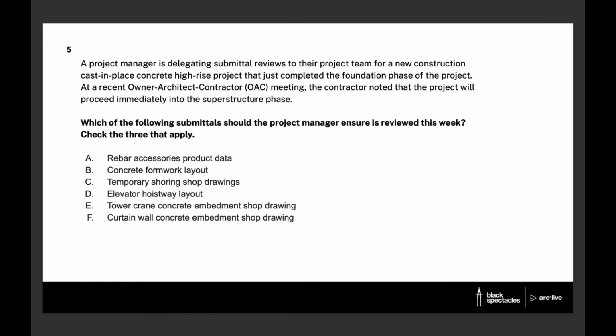Really, it should have been reviewed before the foundation was poured in this question, but here we are. I would say it's definitely a correct answer to this question. If it hadn't been reviewed already, you definitely want to review it before superstructure. So D is correct. So we've got 2 correct, 2 incorrect, and we're moving into embedments. So what's different about these 2 embedment answers in choice E and F?